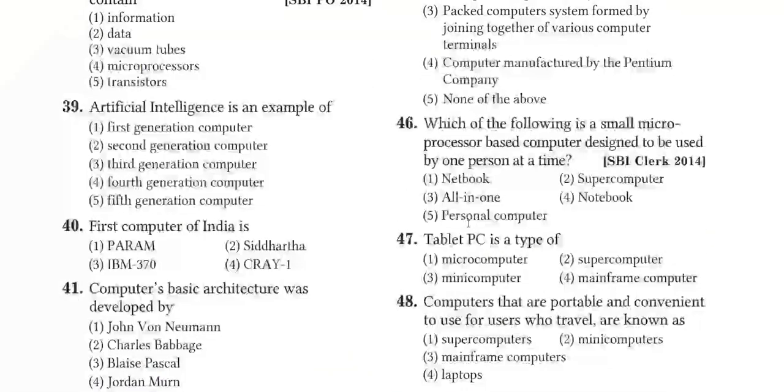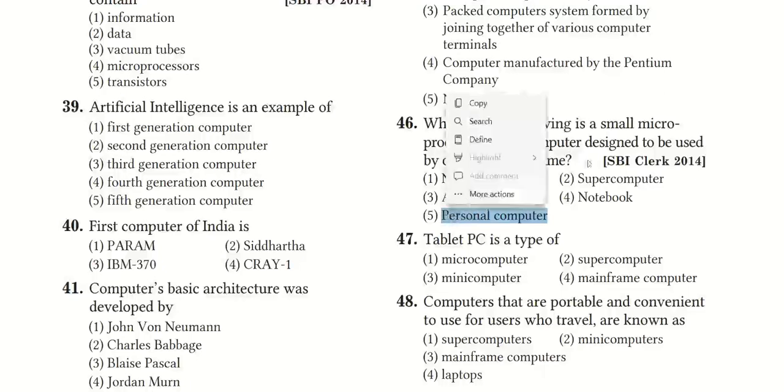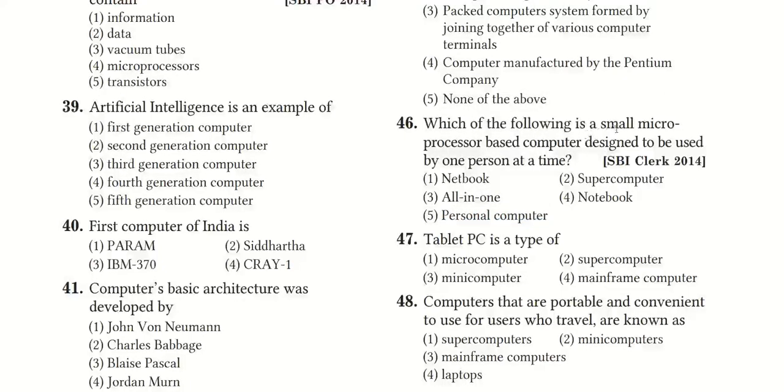Which of the following is a microprocessor based computer designed to be used by one person at a time? It is a personal computer. A personal computer is a small microprocessor based computer designed to be used by one person at a time. Tablet PC is a type of microcomputer. Computers that are portable and convenient to use for users who travel are known as laptops.